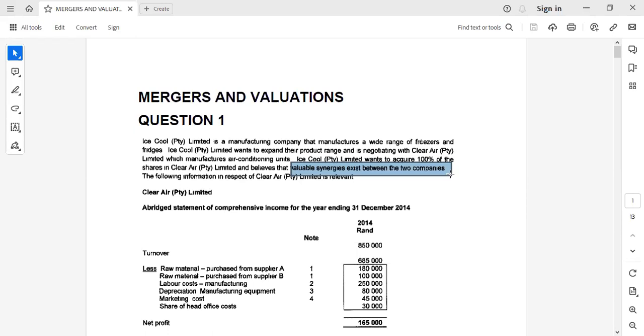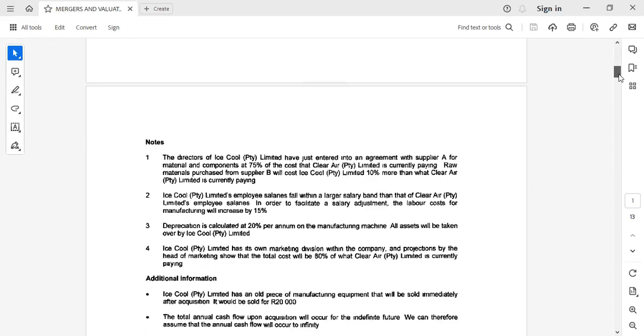So when we talk about synergies in these modules, we mean the advantages that will arise because of the combination of the companies. Right. I'm going to tell you where it's going to come in. And I'll show you what are the examples of synergies.